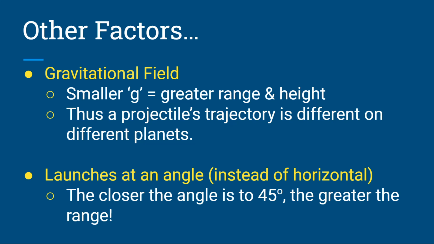But as you move away from 45, whether it's higher or lower, like 40 degrees, 50 degrees, those are both 5 degrees away from 45, they'll be the same as each other, but they will give you less range than 45 degrees. Okay, so your maximum range is going to be at an angle of 45 degrees, and then as you move away from that angle, your range will get shorter.